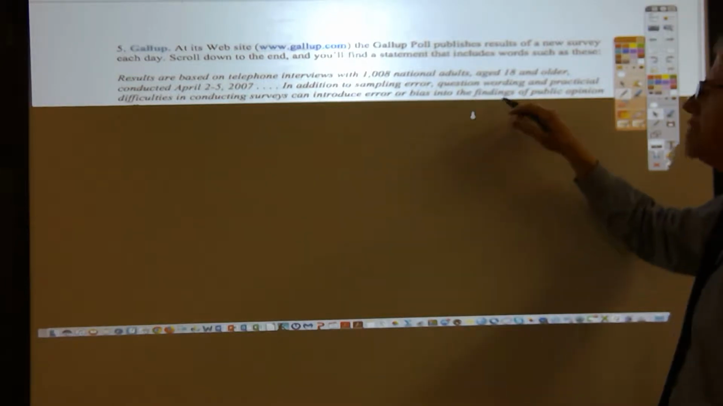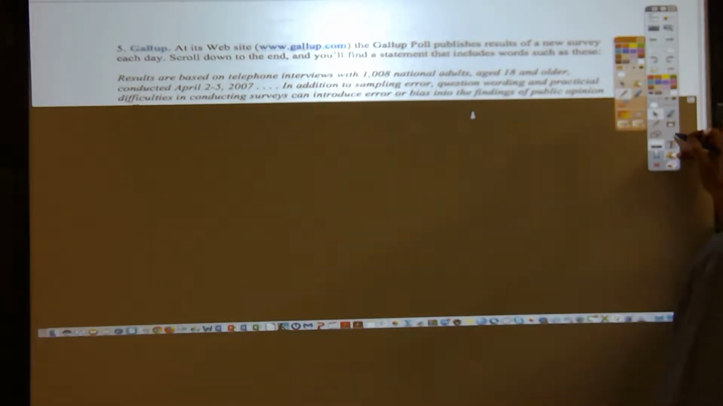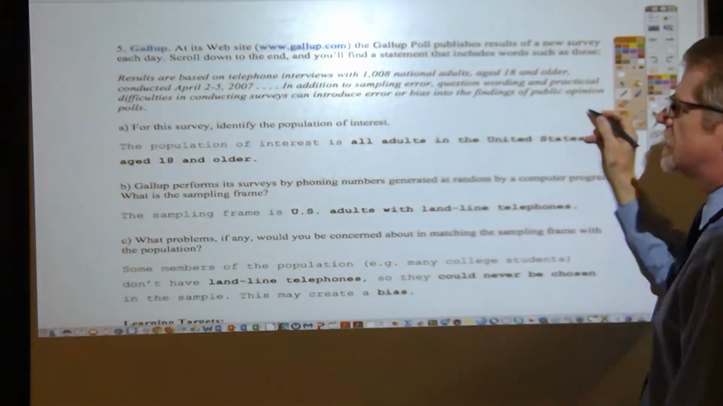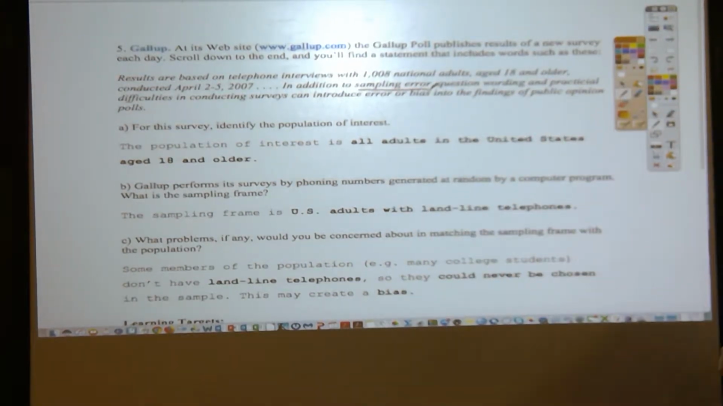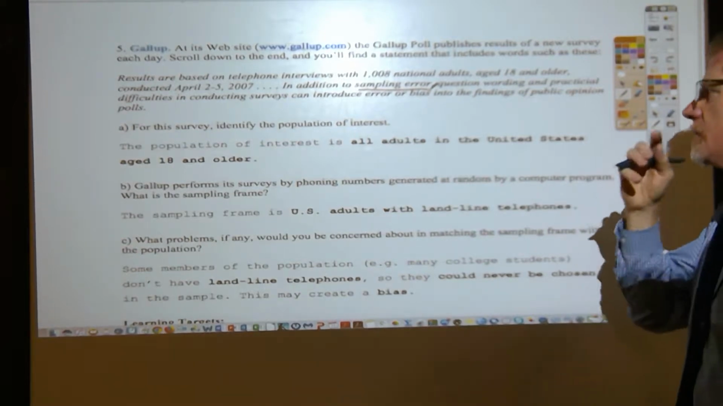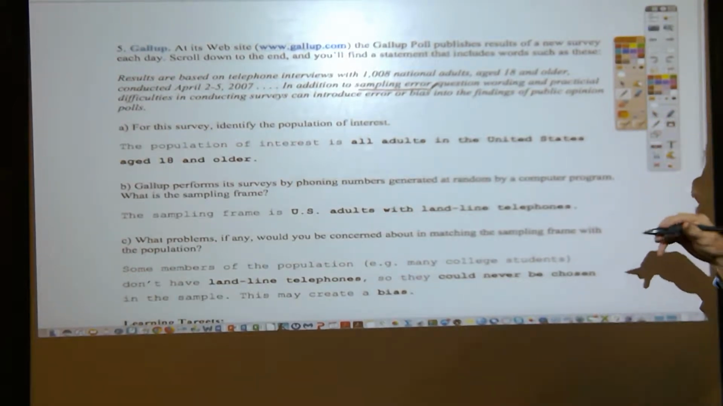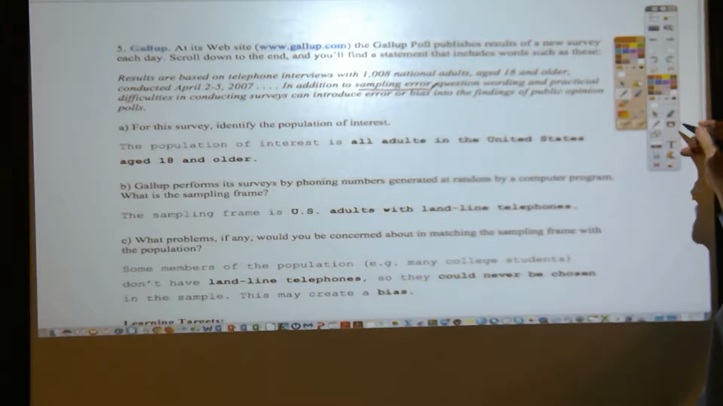2000. In addition to sampling error, okay, so that's an important vocabulary term. Sampling error. Question wording and practical difficulties in conducting surveys can introduce error or bias into the findings of public opinion polls. There's nothing wrong with sampling error. Sampling error is to be expected.